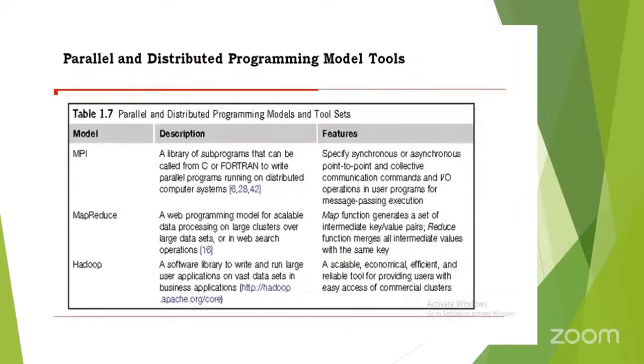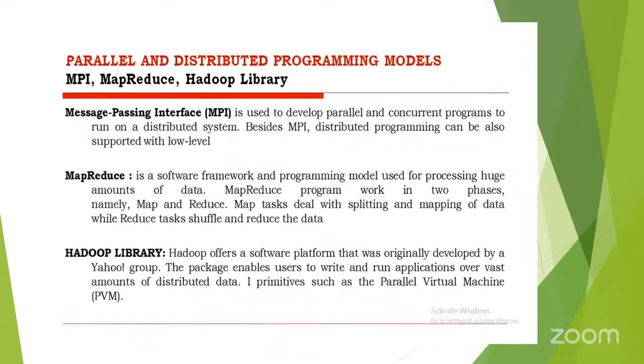And the last one you will see here: parallel and distributed computing model tools. What are the models of parallel and distributed computing tools? There is MPI, MapReduce and the Hadoop library. There are three models used in parallel and distributed computing. So next, keep writing: parallel and distributed models.